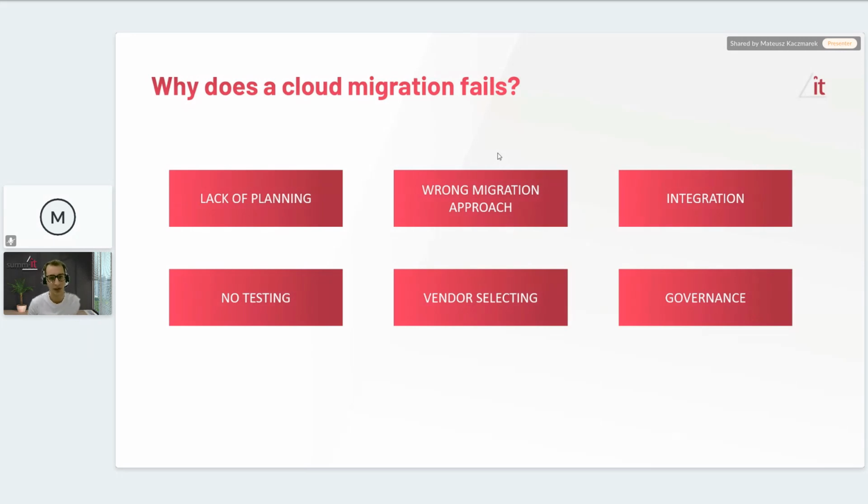The second one will be the wrong migration approach. Choosing the wrong strategy can cause lots of issues. Whether it's a lift and shift method that doesn't focus on infrastructure optimization, or refactoring that drains resources, picking the wrong approach can result in poor performance and increased costs.